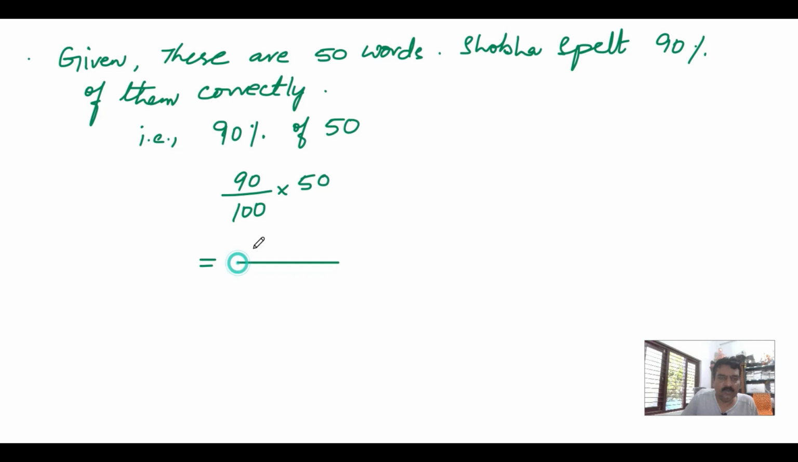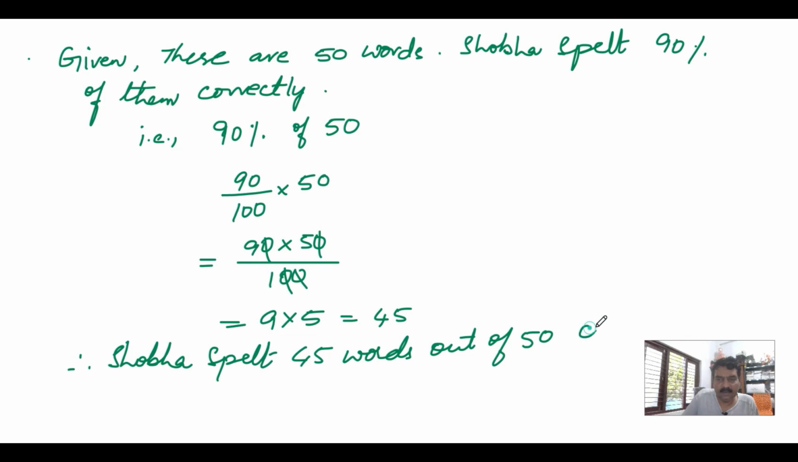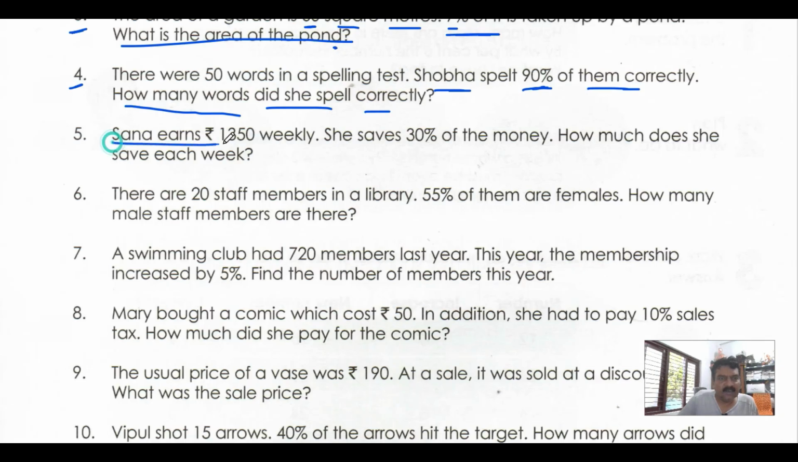So this gives you 90 into 50 by 100. This 0, this 0, this 0, this 0 gets cancelled. 9 into 5 is equal to 45. Therefore we can say Shobha spelled 45 words out of 50 correctly. This is the answer.